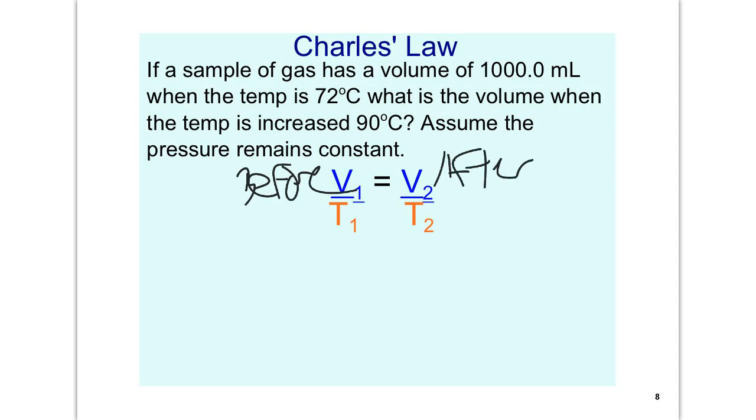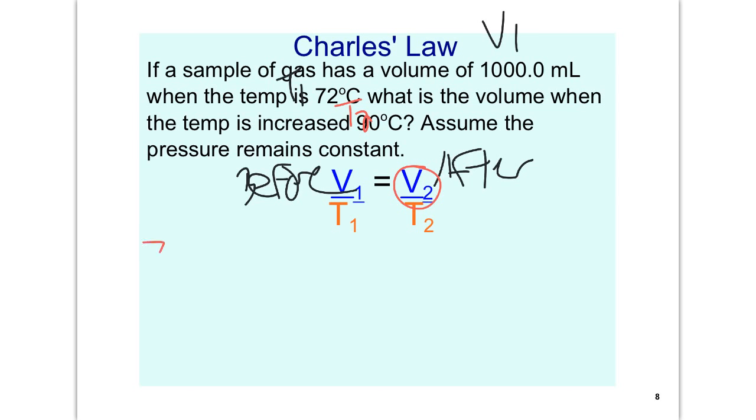We have 1,000 milliliters is going to be our volume 1. And since that volume applies to this temperature, this is our temperature 1. And then over here we have 90 degrees is going to be our temperature 2. And we're solving for volume 2. What we need to do first, though, is we do actually need to convert this into Kelvin.